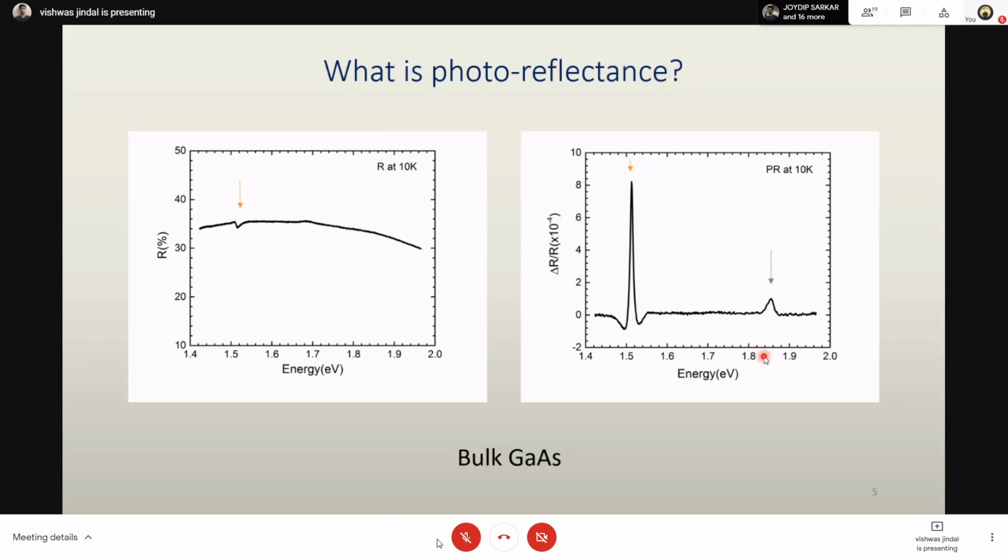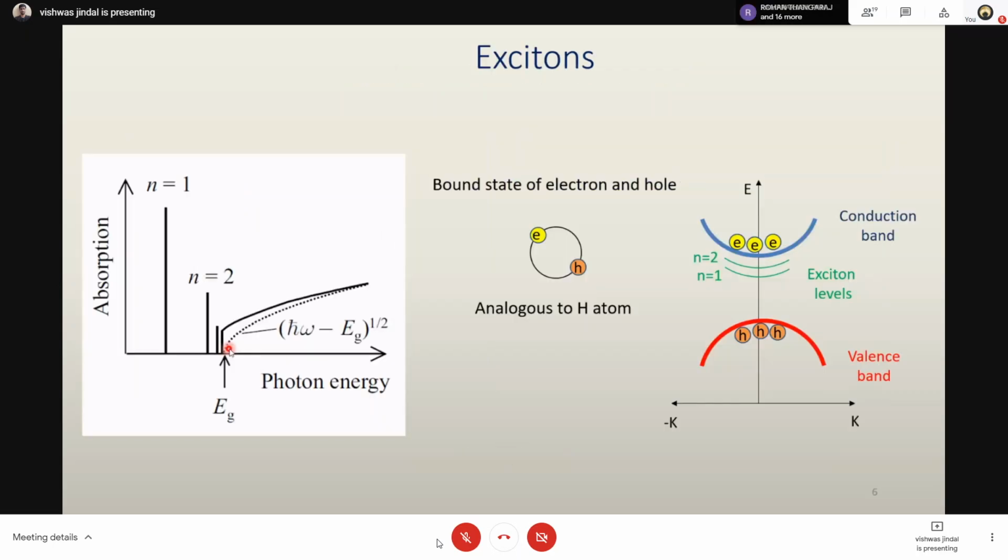If you have a direct bandgap semiconductor and you measure its absorption, it will go something like this dotted line here. It will increase as the power half of the photon energy. But in many semiconductors, if you measure this absorption, especially at low temperatures, the absorption spectrum doesn't look like this. Instead, it looks something like this. You find some sharp lines, and then you see such a response in absorption.